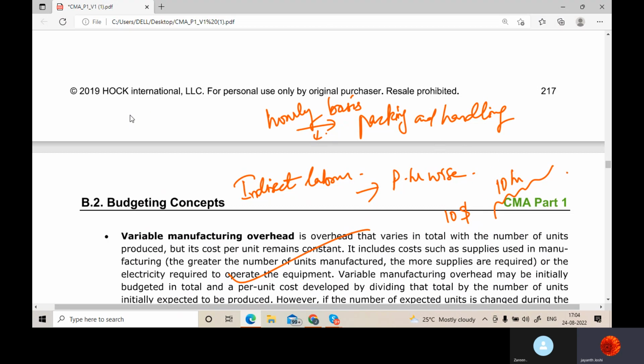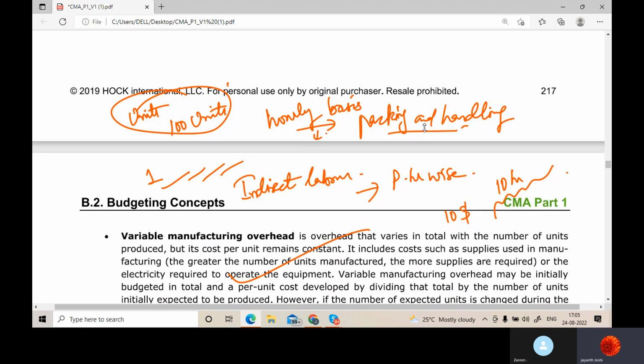See, electricity charges are semi-variable. Why? Because some units are fixed. Suppose for 100 units the government has given you free. If you use more than 100 units, they will charge per unit. So the more units you use, the more you have to pay. That is an example of semi-variable cost. But I'm speaking about variable manufacturing cost. So a good example is packing and handling labor.